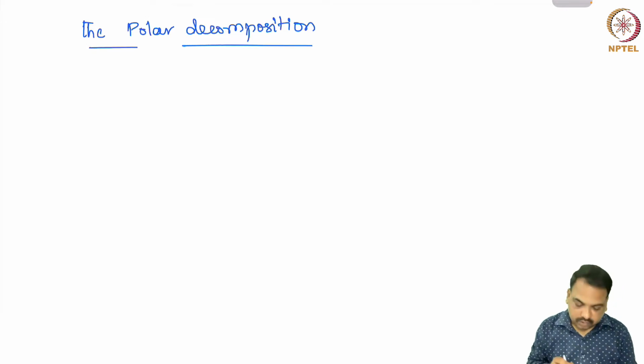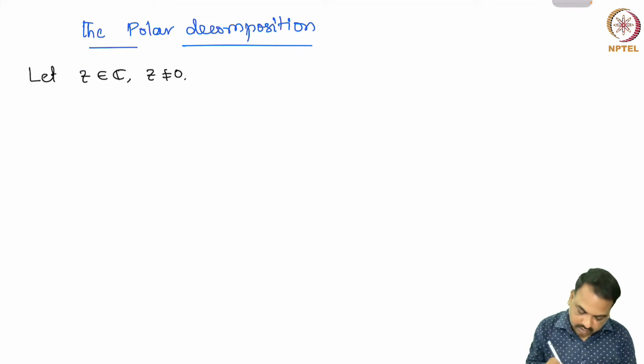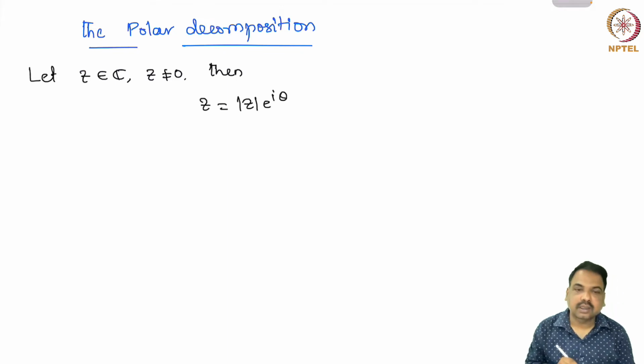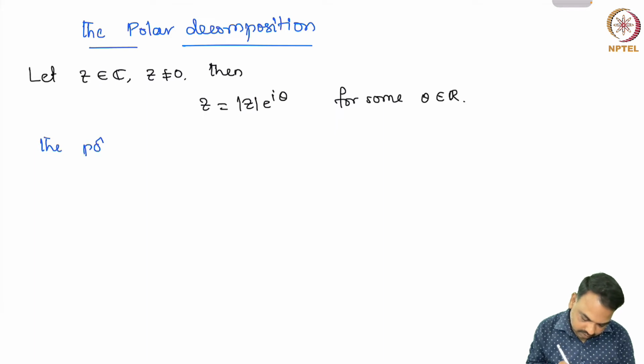Suppose we have a complex number z which is non-zero. Then we can write z as mod z times e to the power i theta, for some theta in R. This is known as the polar decomposition of z, or the polar form of z.